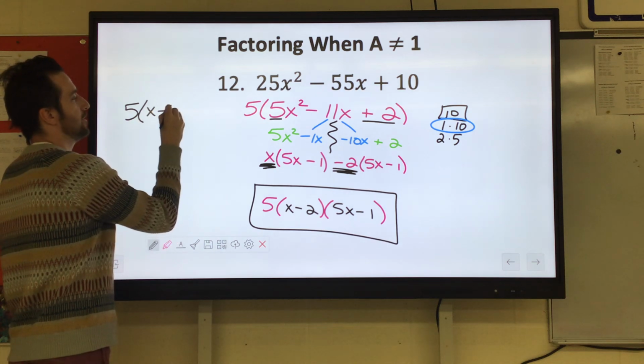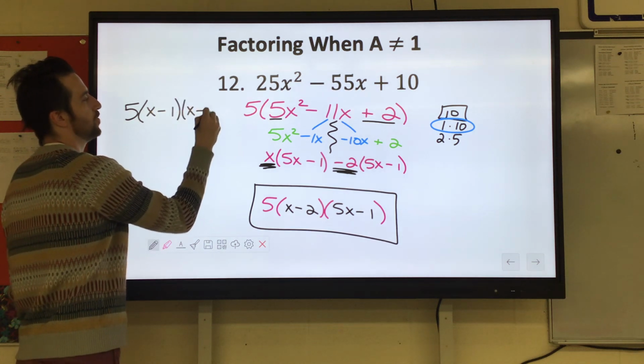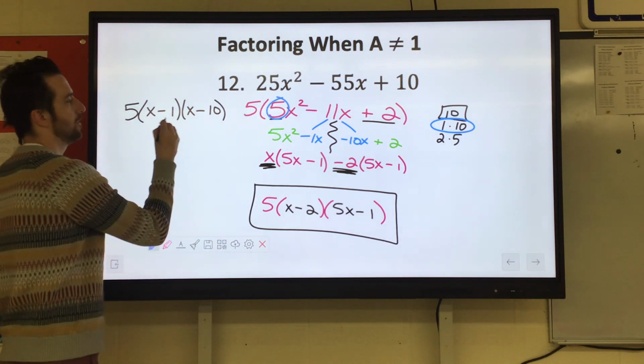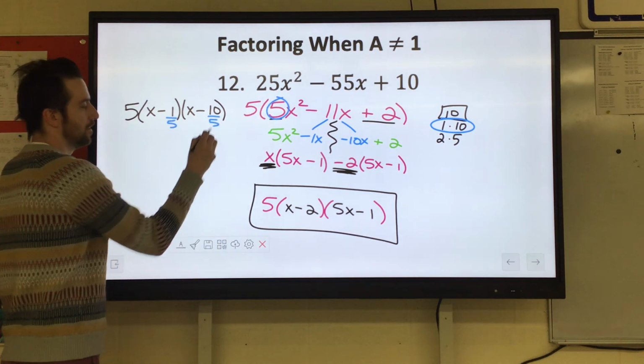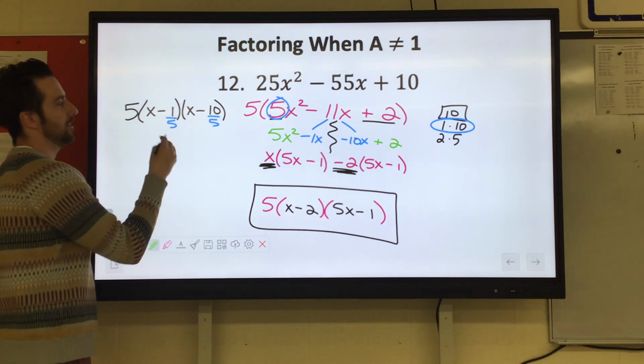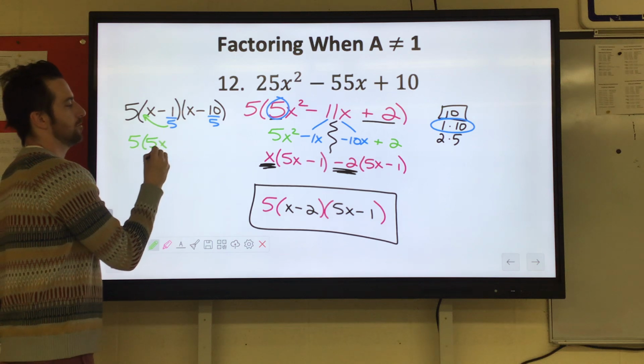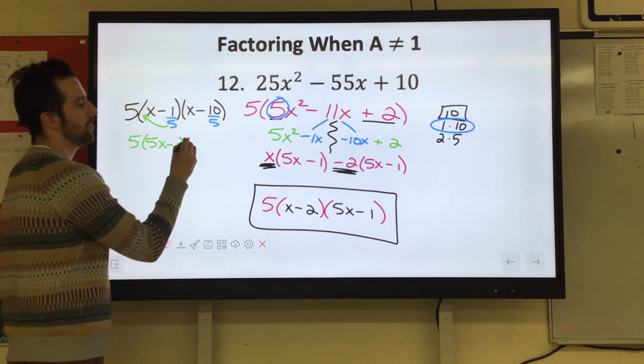And then if you wanted to do it the other way, we'd have 5, we'd have the x minus 1, x minus 10, and we would try to divide those by a, which is 5. 1 over 5 you can't do, you can't simplify, so the 5 comes to the front: 5x minus 1. 10 divided by 5 is just 2.